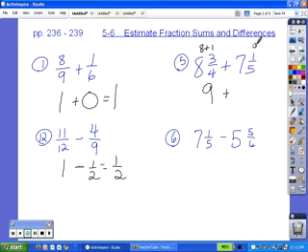1/5 is close to nothing because it's only 1 out of 5, plus the 7 wholes that were already there would give us 7. 9 plus 7 would give us 16 miles.